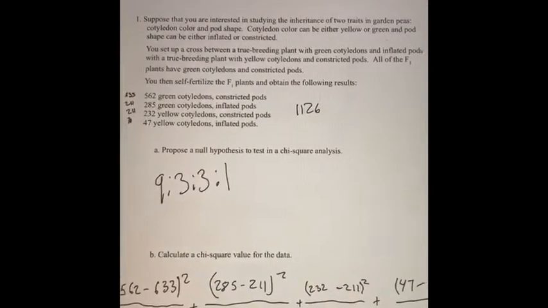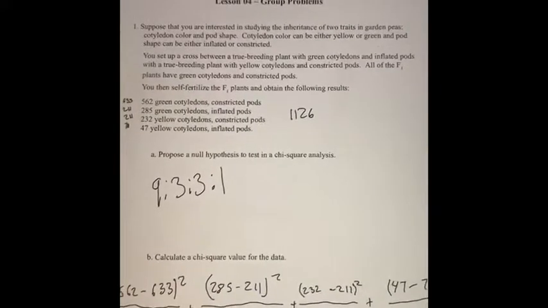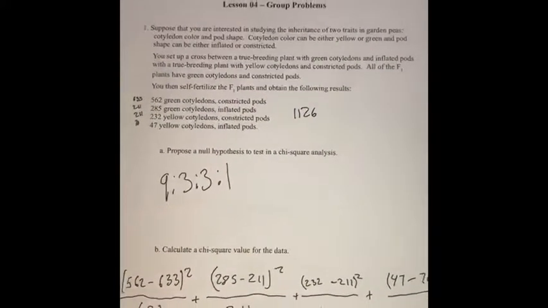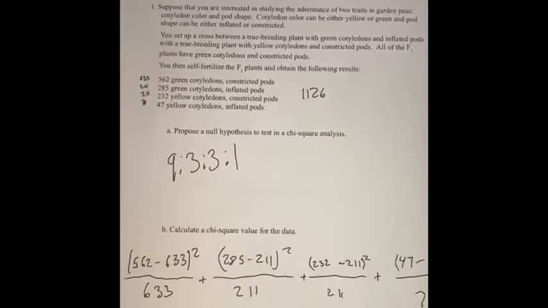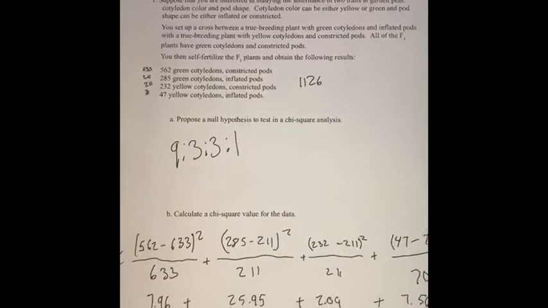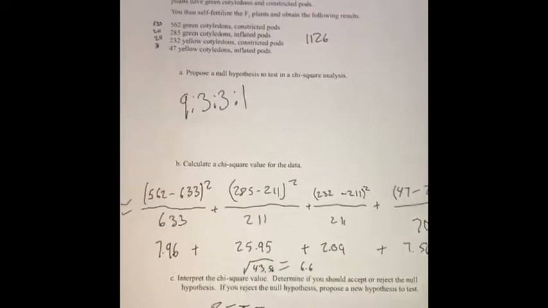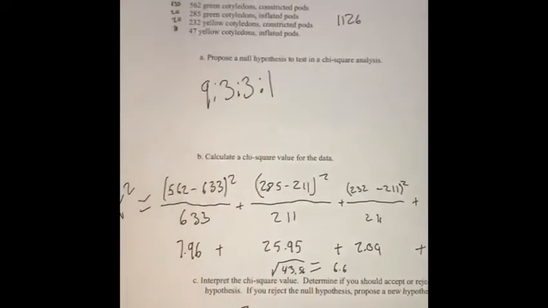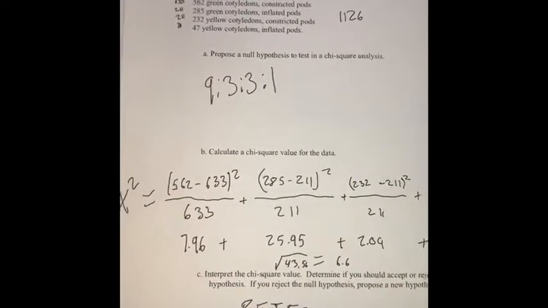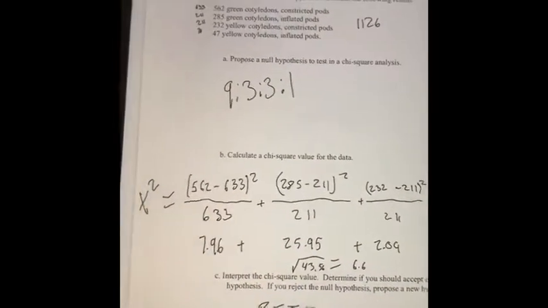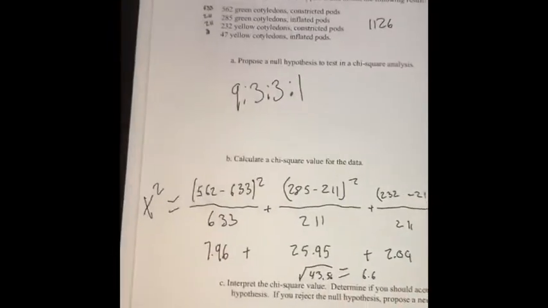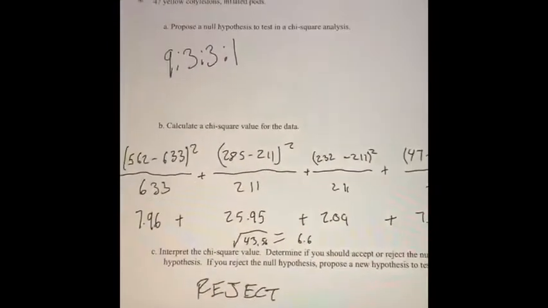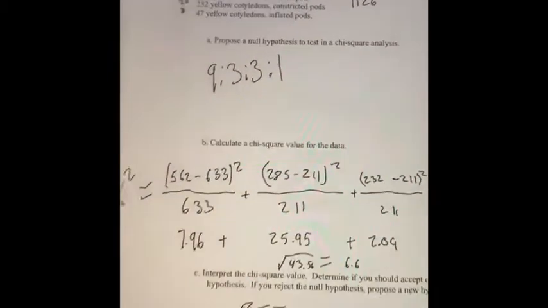So A says propose a null hypothesis to test the chi-square results. And so the hypothesis is simple. It's a 9 to 3 to 3 to 1. And to calculate the chi-square for this value, you do all that math. You guys know how to do it. You take the observed results and subtract the expected result, squared, over the expected for each possible trait. And you add all those together and you find the square root of that number.